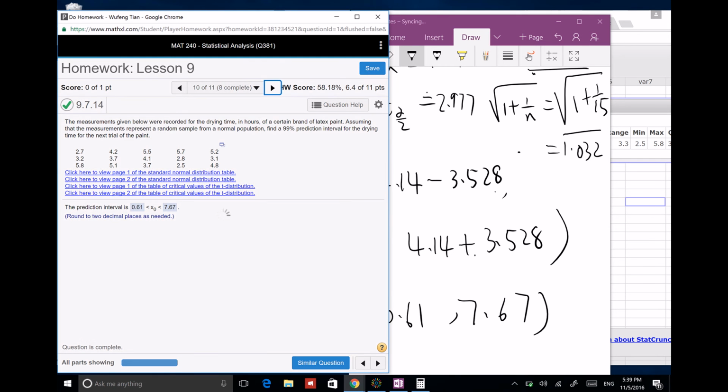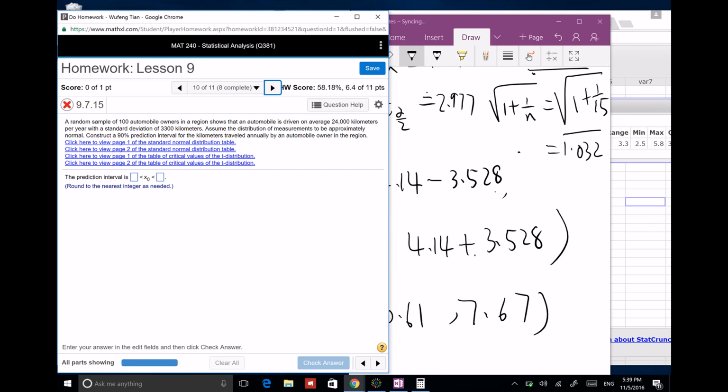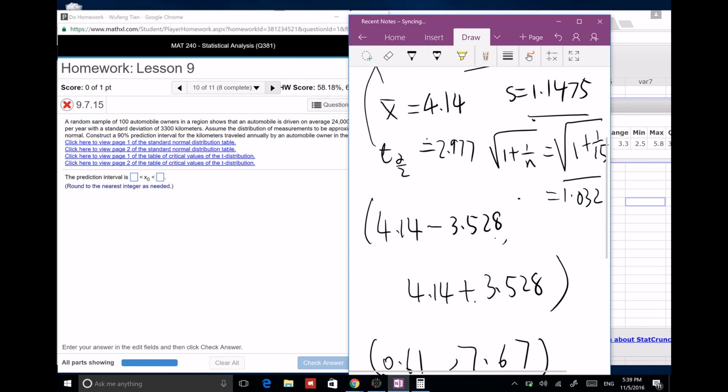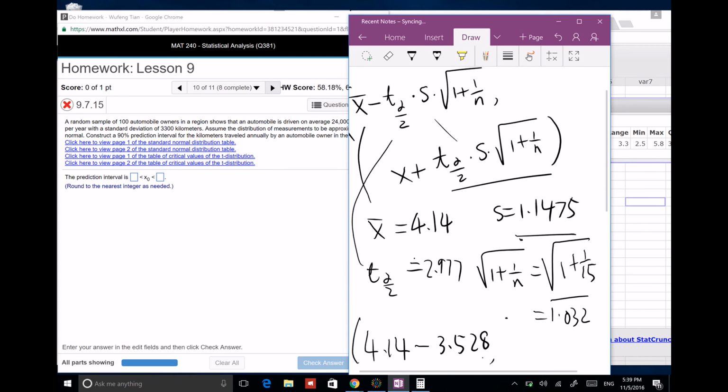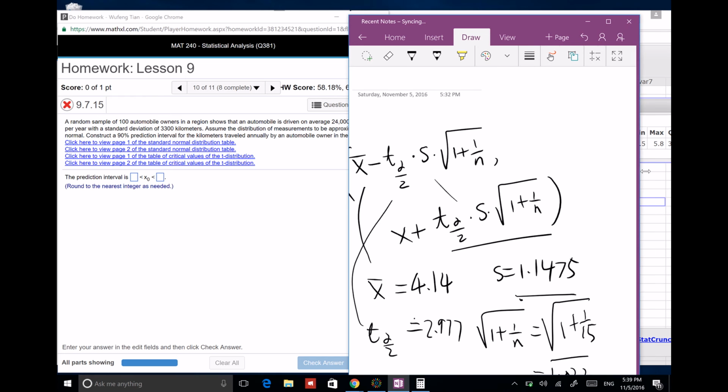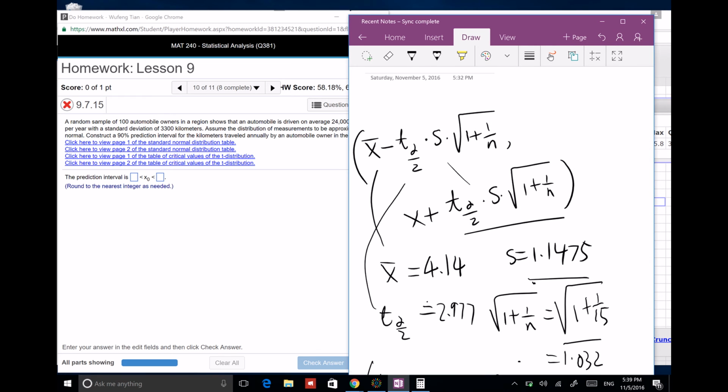Number 10 is exactly the same thing, but in number 10 everything is given. The difference between number 9 and number 10 is that in number 10, the x bar is given. You need to find t alpha of 2. And s is given as well. It's a good thing, you don't have to do that. N equals 100 is also given. Plug into here. So the only thing you need to find is t alpha of 2.